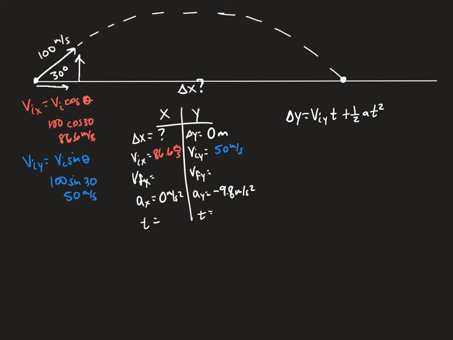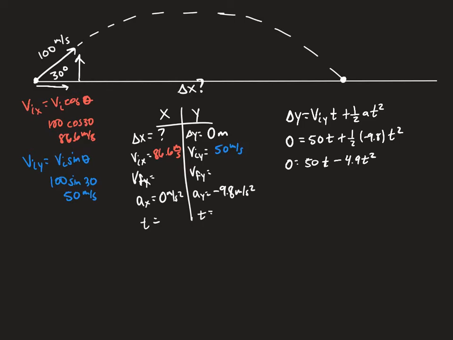So now, how is this going to be different than what we've been doing before? Well, let's put in numbers. My delta y is 0. My initial y velocity is not 0 like it used to be with the horizontal. It's 50. So that t there does not go away anymore. I've got 1/2, acceleration is negative 9.8, t squared. This next line I will multiply out the 1/2 and negative 9.8. And so I get 0 equals 50t minus 4.9t squared.